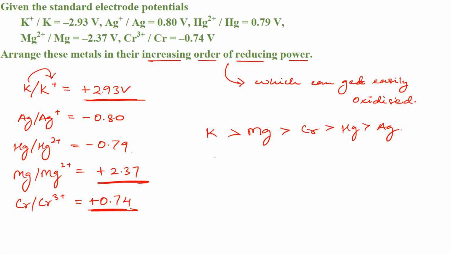Now there is a similar question in NCERT which asks you to arrange the following metals in the order in which they will displace each other from the solution of their salts. So you have been given aluminium, copper, Fe, iron.